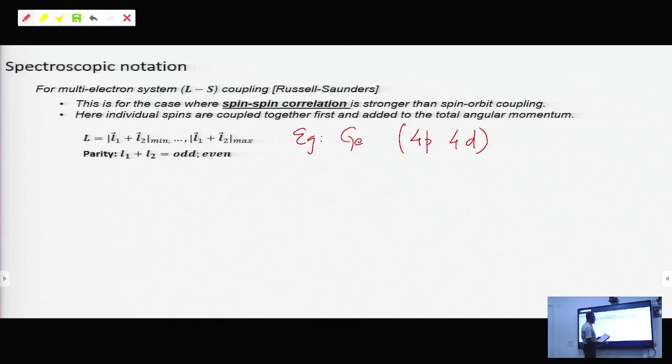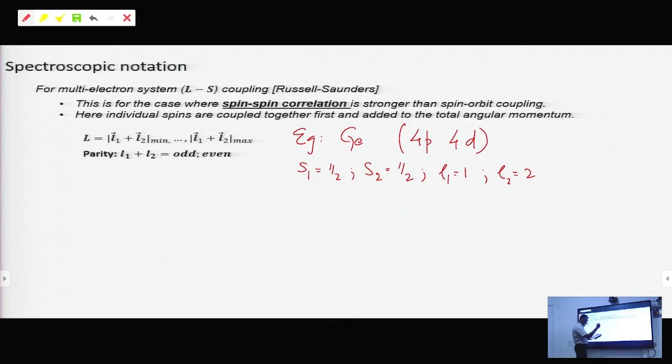Okay, so how do I write it? What is S1? Half. S2 is equal to half. What is L1? 1, then it's a p orbital, right? And what is L2? 2. Did we do the same thing? Probably it looks the same, but anyway.